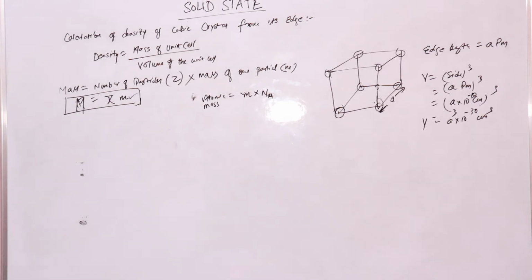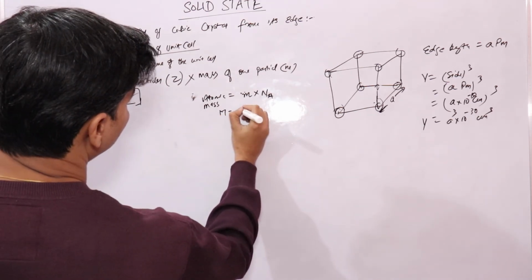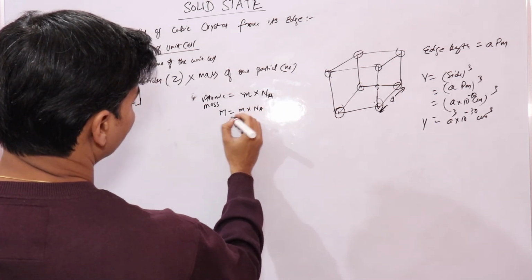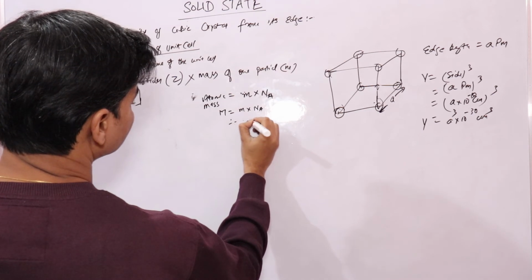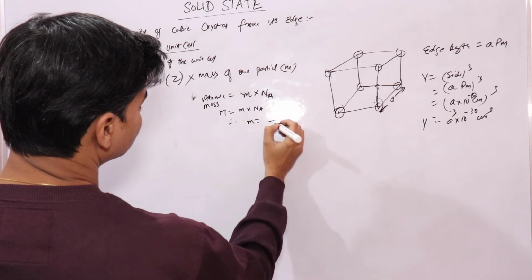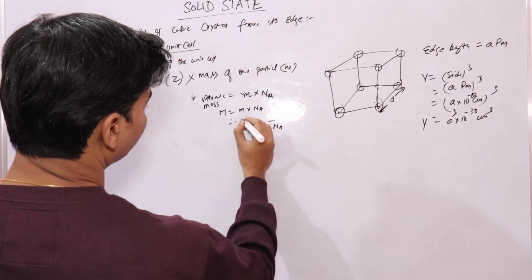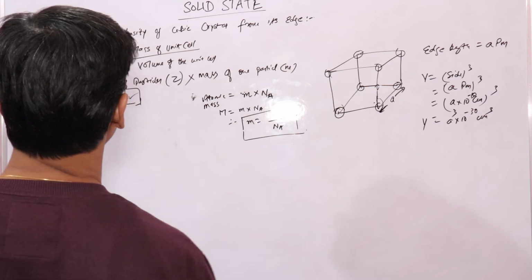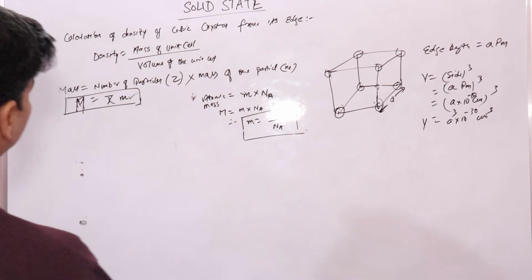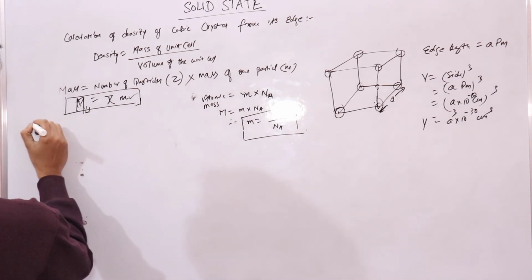Now the atomic mass, represented by capital M, is equal to small m into Na, right? Therefore, the mass of one particle is equal to atomic mass upon Na, right? Now the mass of the unit cell is equal to Z into M, right? Let's say this is mu, the mass of the unit cell.